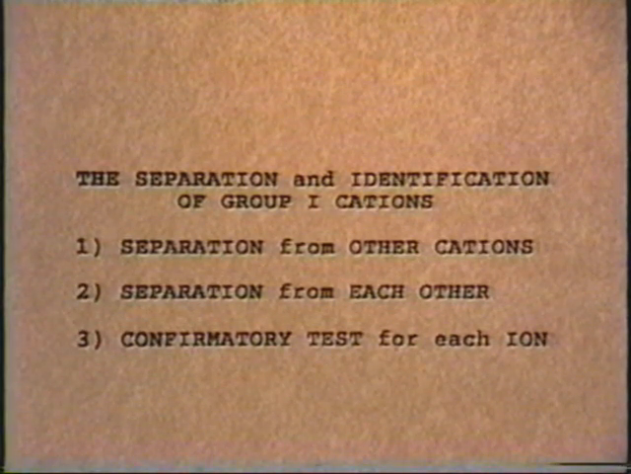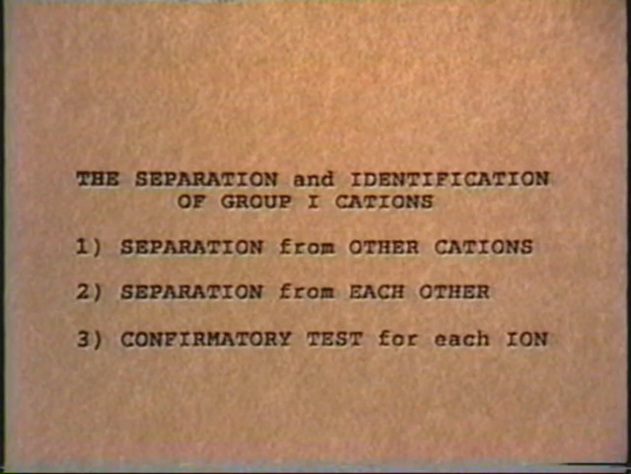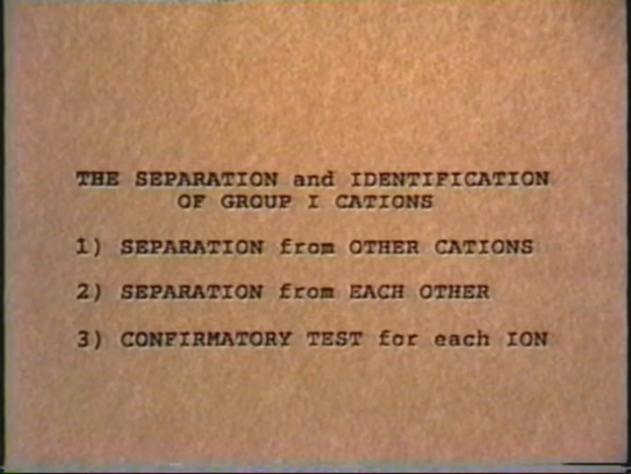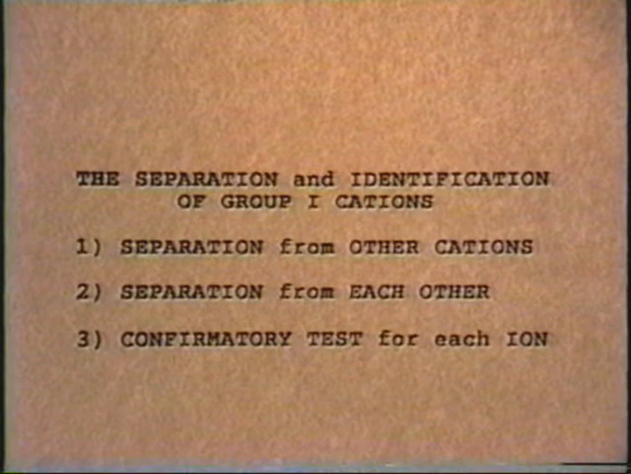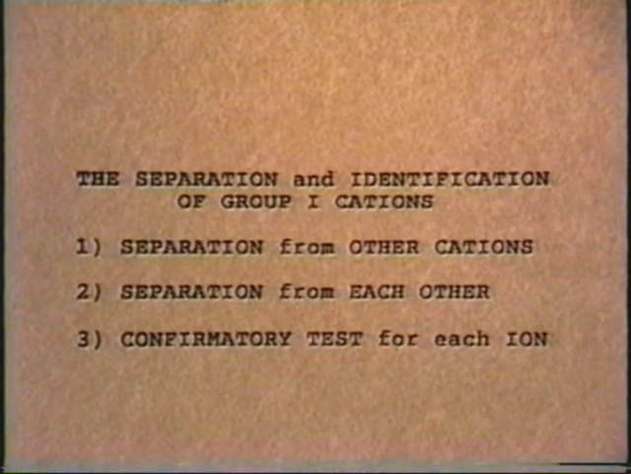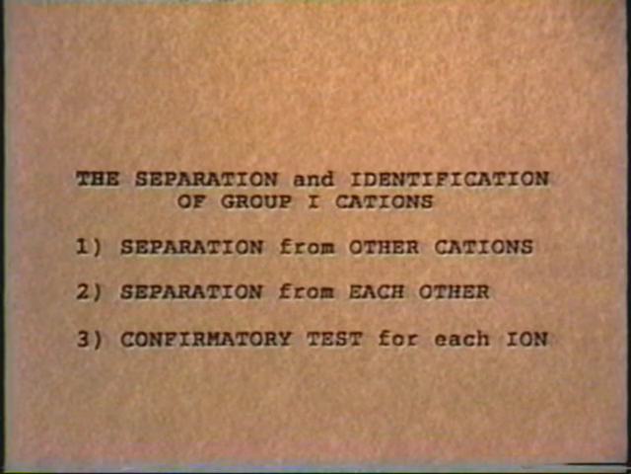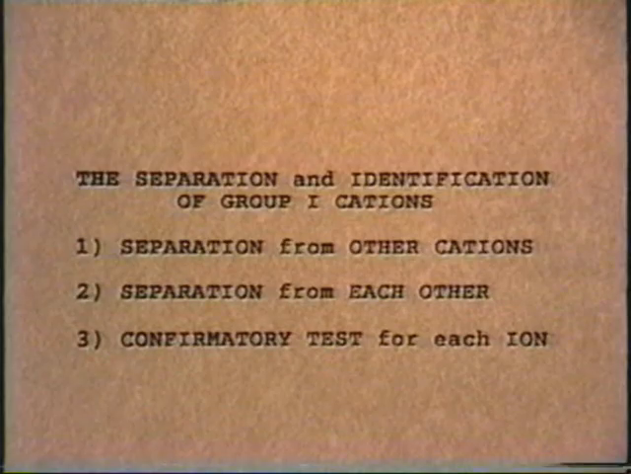Now, initially, you'll carry out this separation and identification using a solution known to contain all three cations. This is the known. In this way, you will learn how each cation reacts. Then, you will carry out the analysis on your unknown.